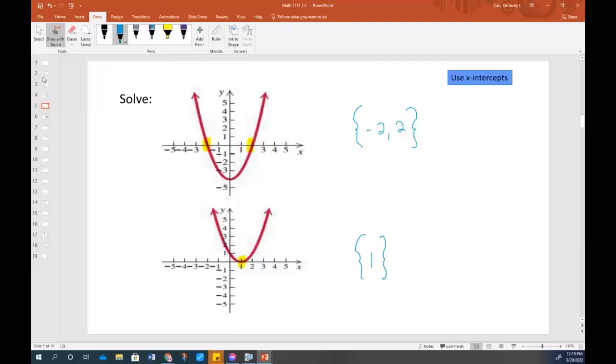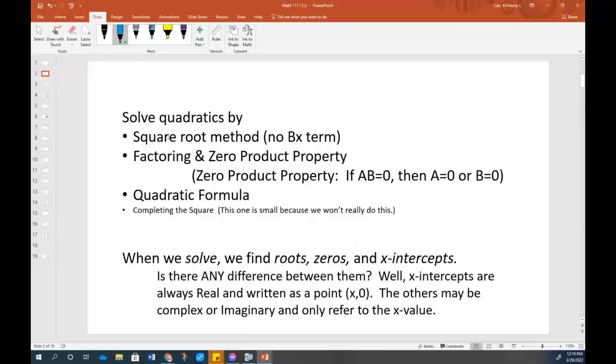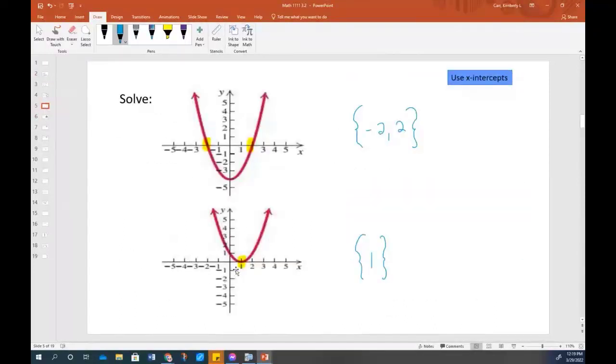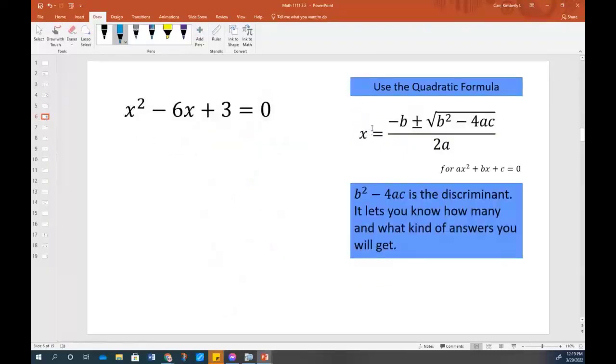So now we can look at graphs. Don't forget, square root method. We did that. And then factoring, we've done that. We also looked at a graph, but that's not listed because we don't use that a lot because it's imprecise. If it crossed somewhere in the middle there, we wouldn't be able to tell where it was. But the quadratic formula always works.